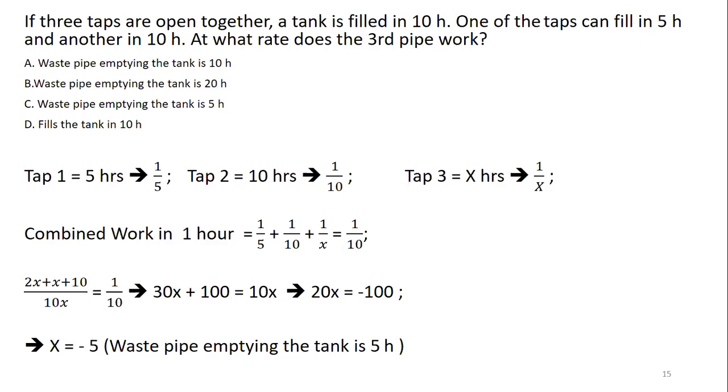This third pipe is also taking 5 hours to empty the tank. So without solving itself, we can answer this is a waste pipe emptying the tank in 5 hours, or else we can use our normal method also to arrive at the answer. Let us keep it as X, and finally you will get the answer in the form of negative. So that means it is a waste pipe or a leakage pipe or a drainage pipe or discharging pipe.